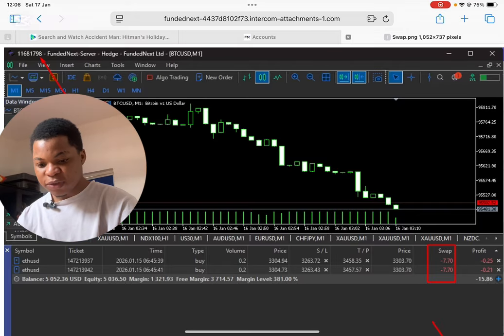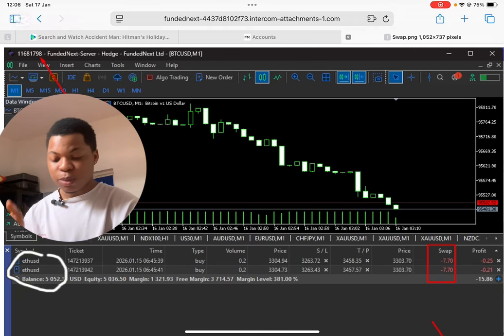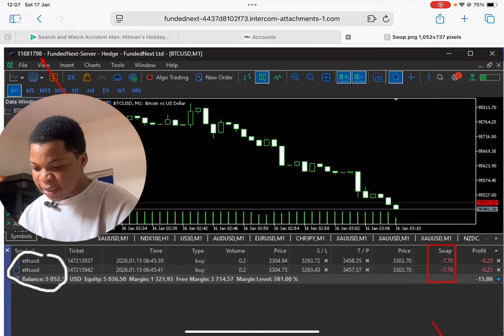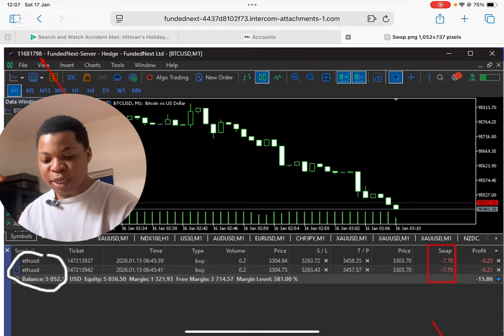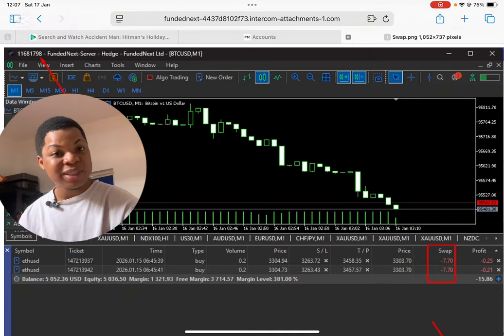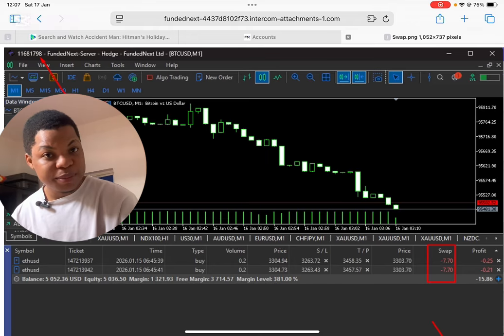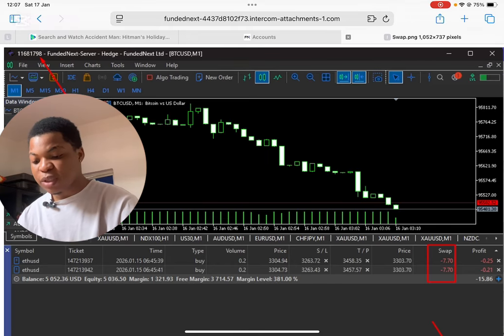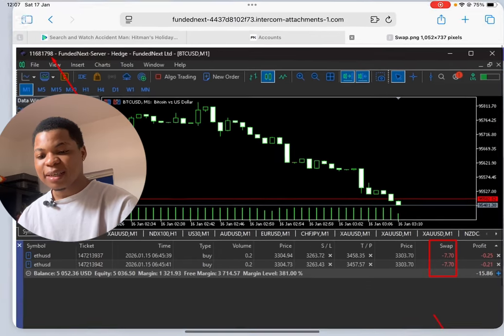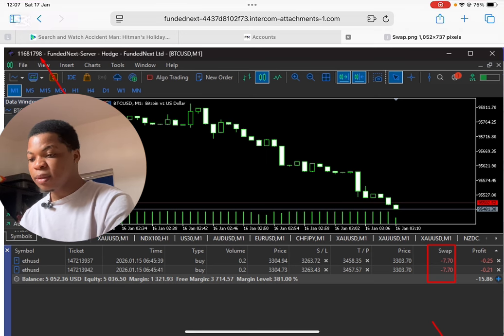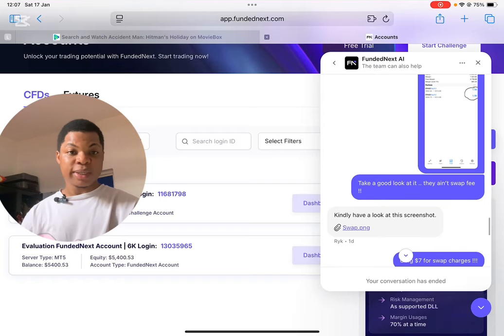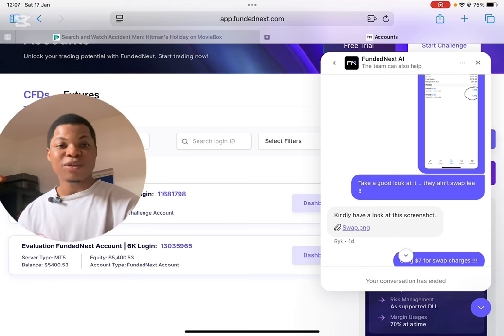So this was the second screenshot here. As you can see, there's no arrow here to check, but on the top left side here, you can see Ethereum USD. Now I'm seeing swap fee of minus $7.70. This red box here that he circled, minus $7.70 for one position, because I used 0.2 lot size for it. So I was like, really, that's nice. It's taking $7.70 for swap fee, for a trade where they go for $60.